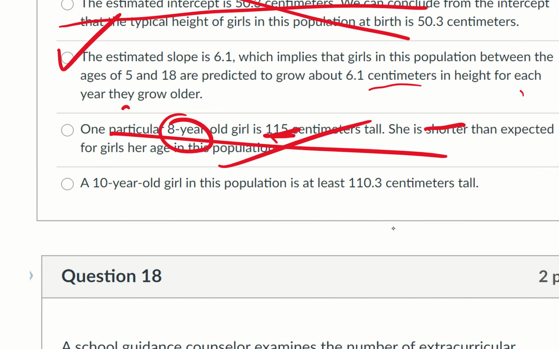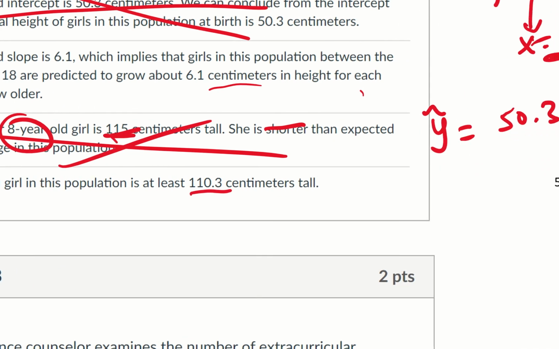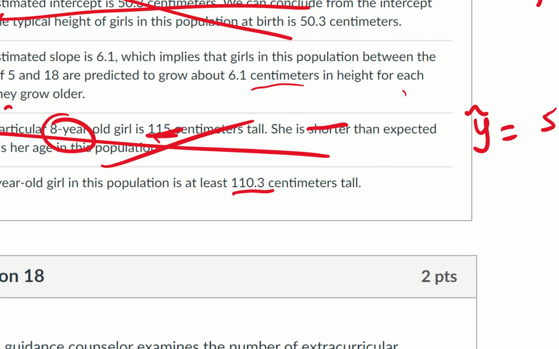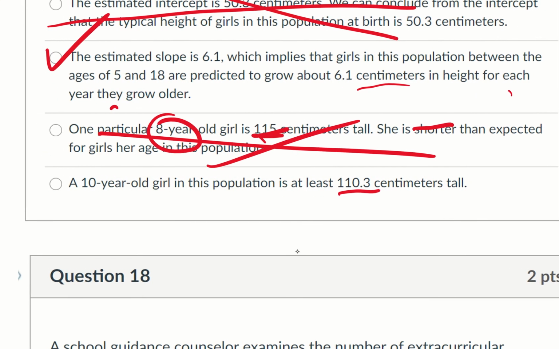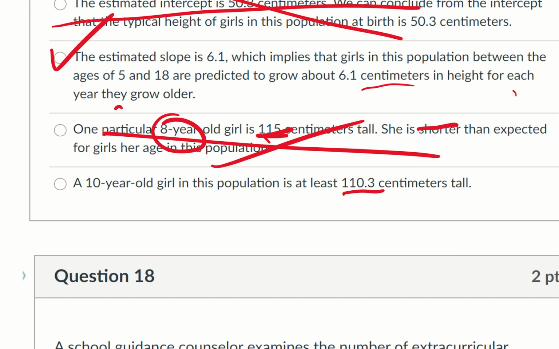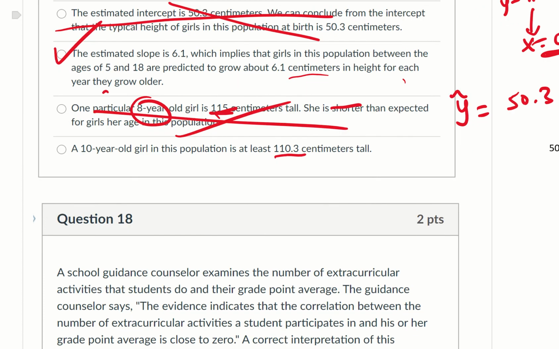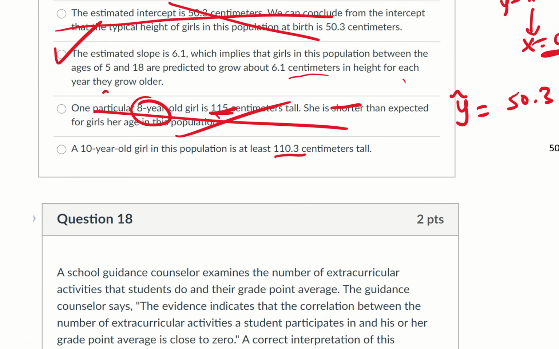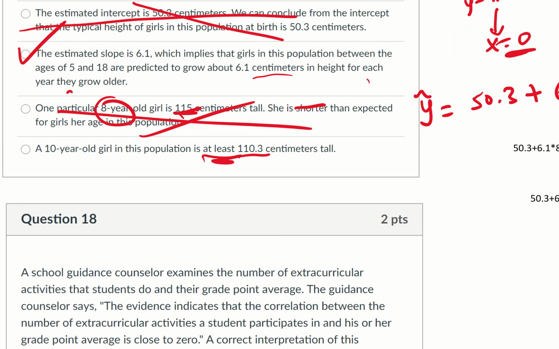A 10-year-old girl in this population is at least 110.3 centimeters tall. Well, if you plug in 10 here instead, so let's go ahead and change this to a 10, you'll get 111.3. So it's not 110.3. All right, so this says it's 110.3. This is 111.3, not 110.3. And plus, it's not at least.